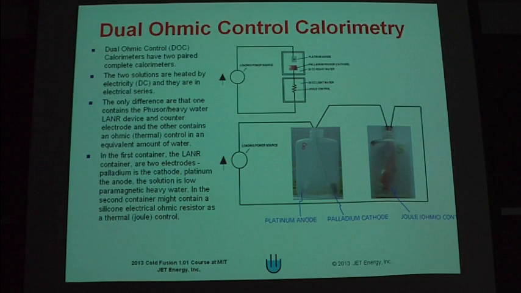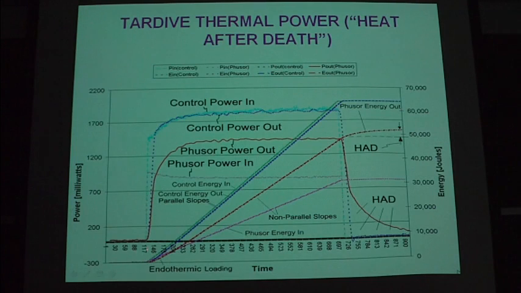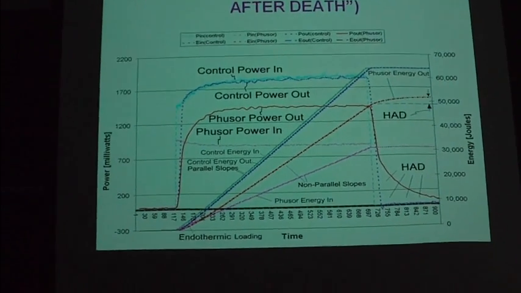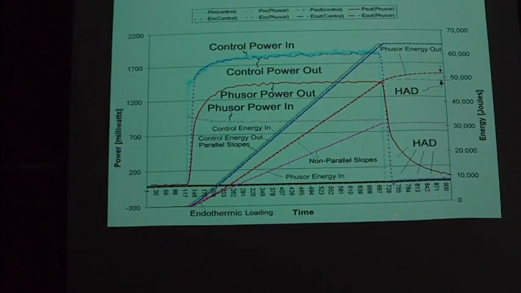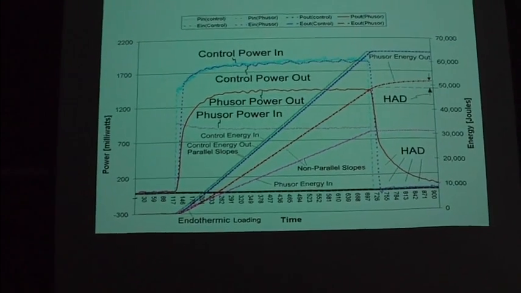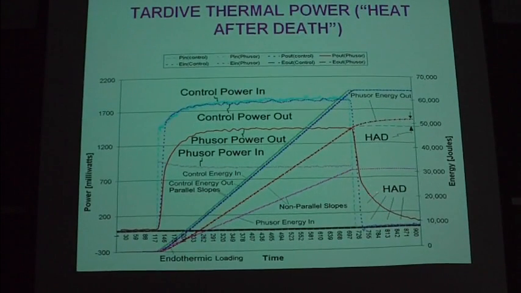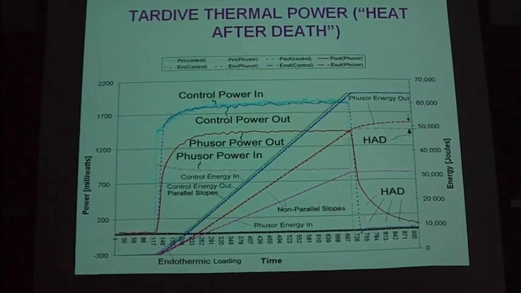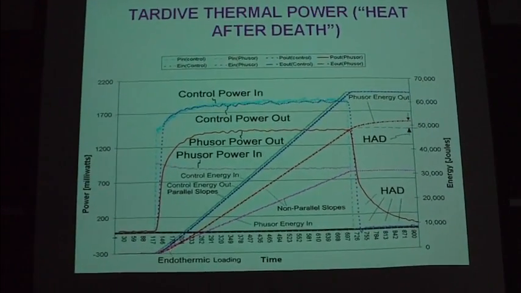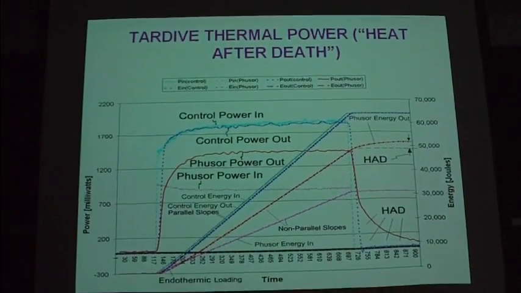You saw this before. This is the dual ohmic calorimetry that we did. We don't do it this way anymore. By the way, over here, it's a little endothermic loading. This stuff is so accurate now that we're actually able not only to measure the heat after death, as well as the TARDIVE thermal power, which is heat after death is the integral of the TARDIVE, means it comes on late. So we're seeing a thermal power after we drive it, and when we do the time integral, that is the heat after death. But we can also measure the loading over here, so we can measure that as well.